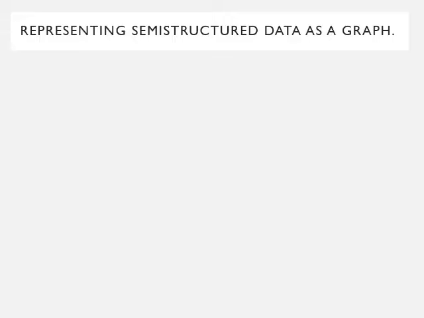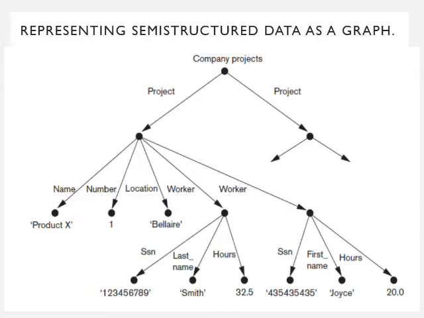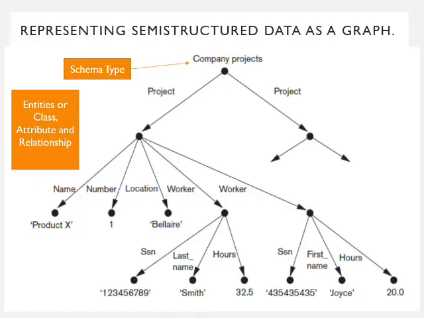Representing semi-structured data as a graph. A graph is a pictorial representation of a set of objects connected by links. It has the ability to represent complex objects and nested structures. The labels or tags on the directed edges are called schema types, which have an entity or a class, attributes and relationships. The internal nodes represent the individual objects or composite attributes. The leaf nodes represent the actual values of simple attributes.